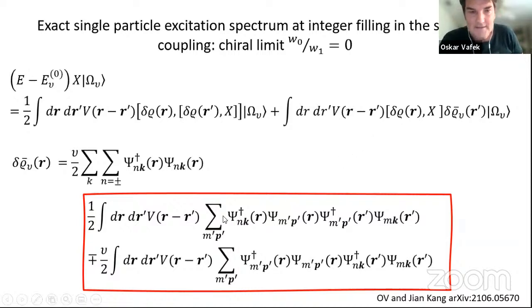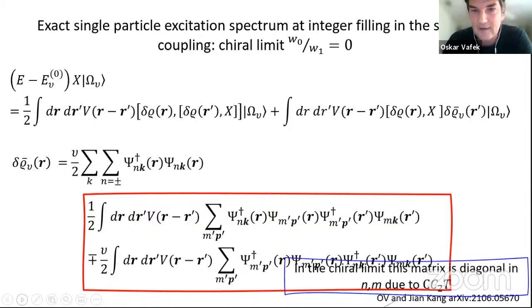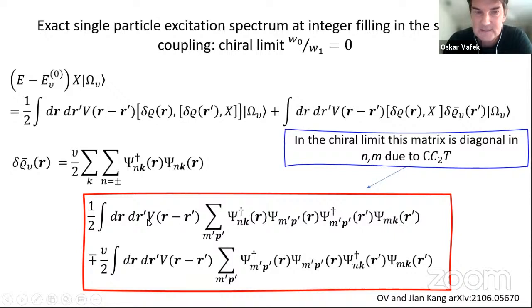All right. In principle, I could just plug in the numerically determined wave functions and compute this numerically and just report the result, but I wouldn't necessarily understand it. So I'm trying to actually explain why the spectrum looks the way it does. Now it turns out that in the chiral limit, you can show that this matrix in n and m at every k is diagonal. And the reason for this is a combination of two symmetries. The first one is so-called chiral particle-hole symmetry, which is a symmetry that's present in the chiral limit, in addition to the C2T symmetry that has been discussed previously.